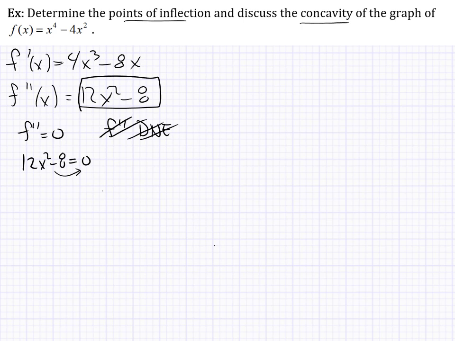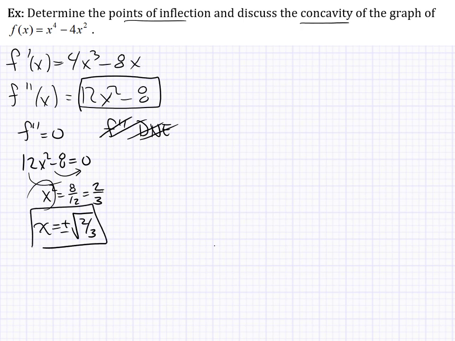Well, move the 8 by adding it, divide by 12, you get x squared equals 8 over 12, which is the same thing as 2 over 3. So x equals plus or minus the square root of 2 over 3. So there are two critical numbers. So in looking at these critical numbers, you can go, okay, let's set up our plus minus chart. I have negative square root of 2/3, positive square root of 2/3.